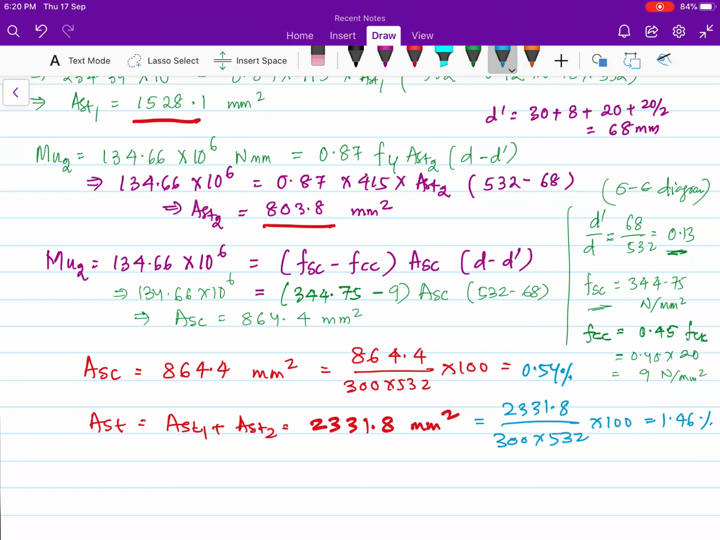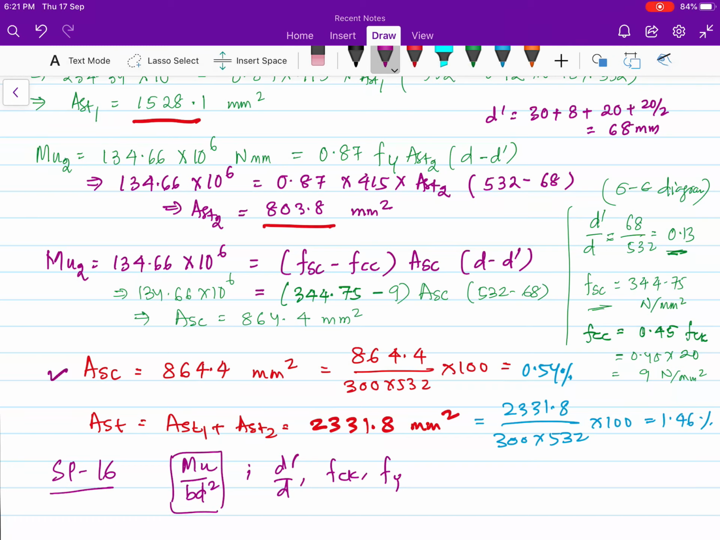So this percentage of value, if you refer directly to the SP 16 handbook, standard practice 16. Indian Standard Code also has these standard practice books where all solved examples, charts and tables are there to directly get the values. If you refer SP 16 for a doubly reinforced beam, for Mu by bd square, where Mu is 369 kilonewton meter for which we are designing, and your values d dash by d and fck, fy, they have tables where, with respect to Mu by bd square, you will get the Asc and Ast percentage.